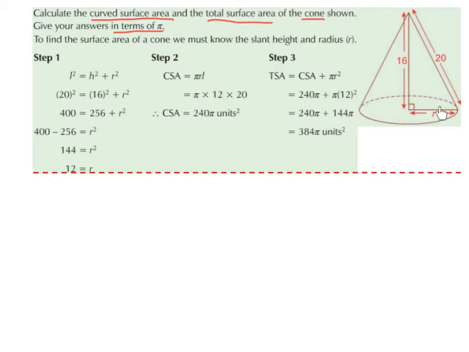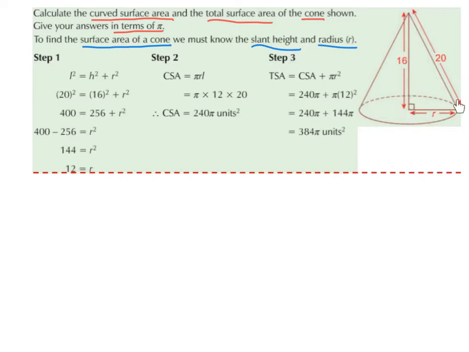We do not know what the radius is, but we know that the perpendicular height is 16 and the slant height is 20. So to find the surface area of the cone, we must know the slant height and the radius. So we know the slant height, but we need to figure out what the radius is.